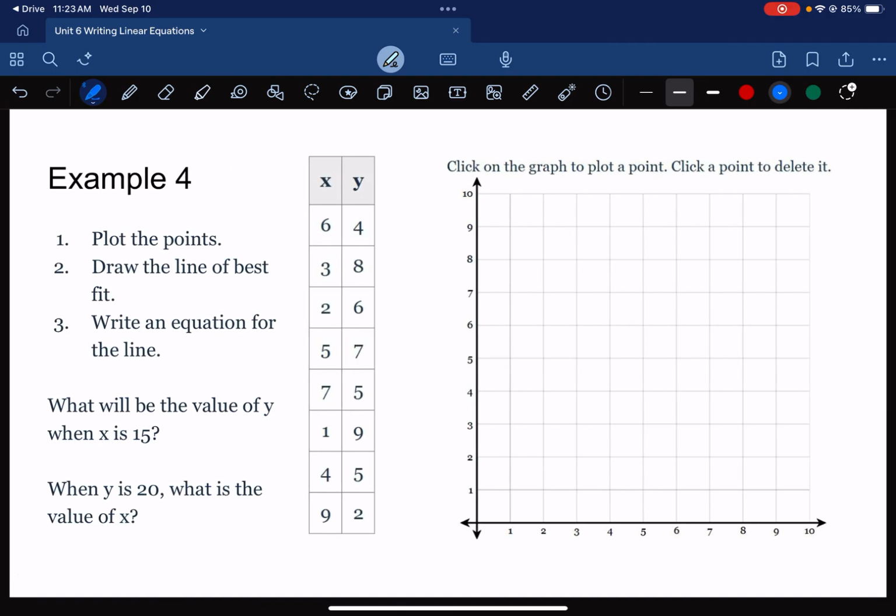So let's plot some points. Make a scatter plot, and we're going to do our line of best fit for some data points that we plot. So 6, 4. 3, 6. 2, 3. 8, 2. 6, 5. 7, 7. 5, 1. 9, 4. 5, and 9, 2.